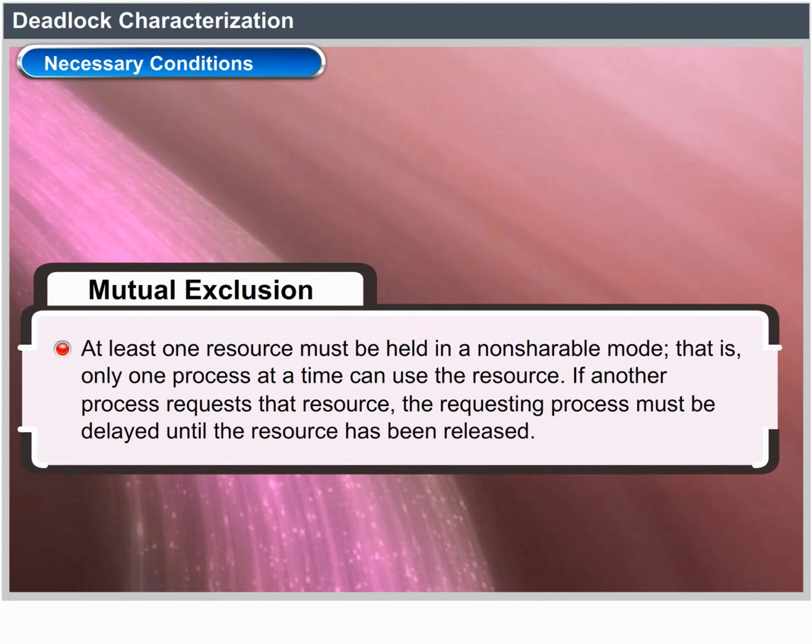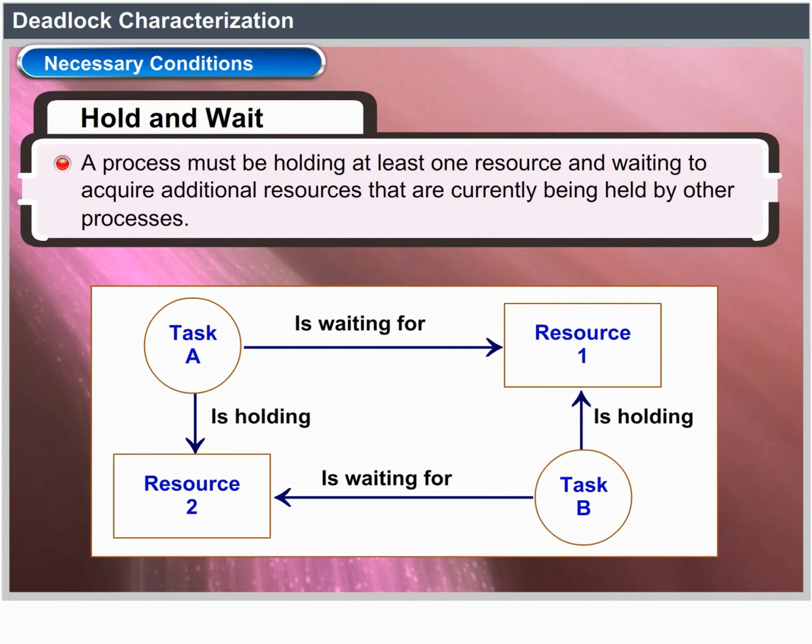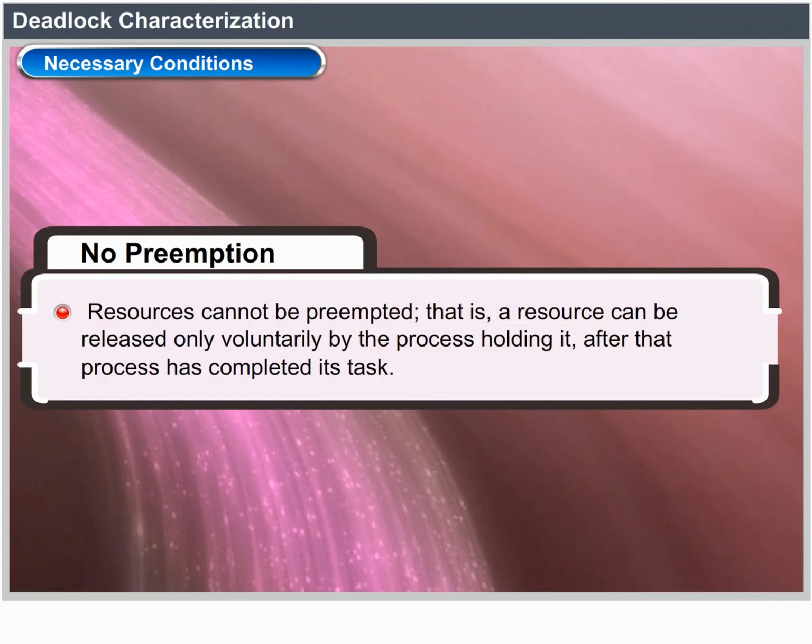Hold and wait. A process must be holding at least one resource and waiting to acquire additional resources that are currently being held by other processes. No preemption. Resources cannot be preempted, that is, a resource can be released only voluntarily by the process holding it after that process has completed its task.